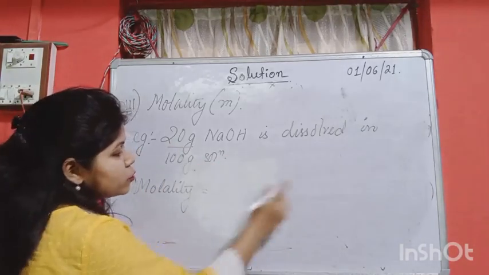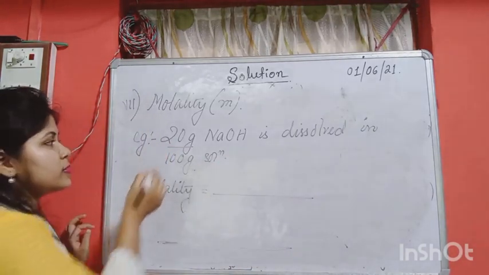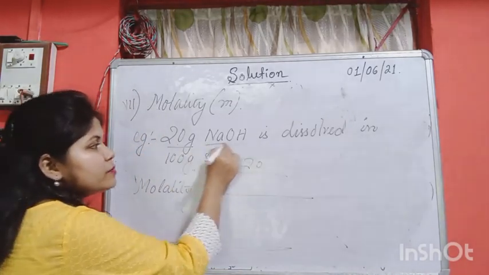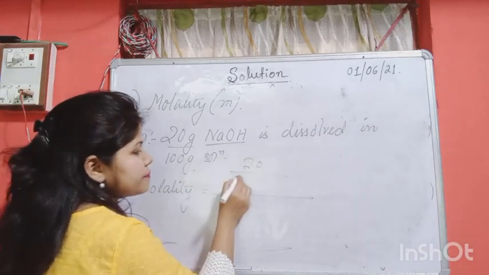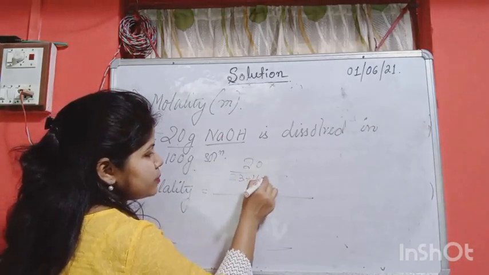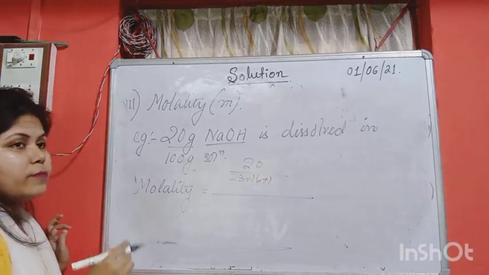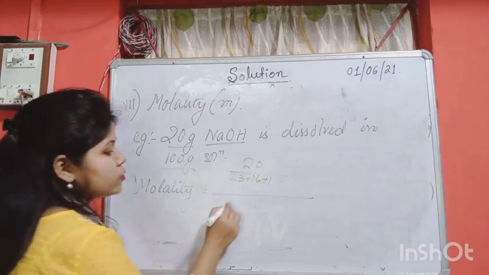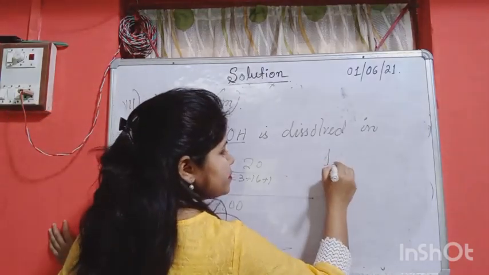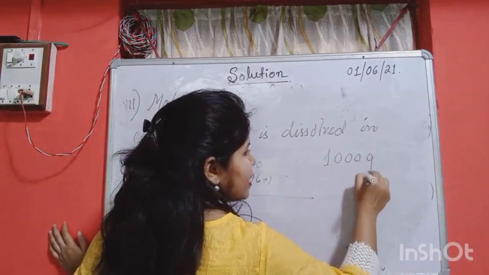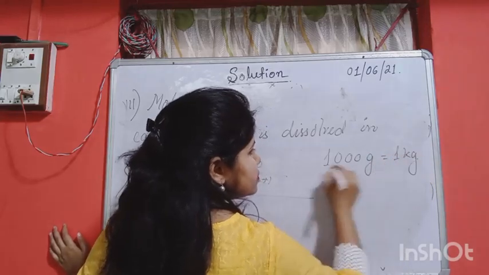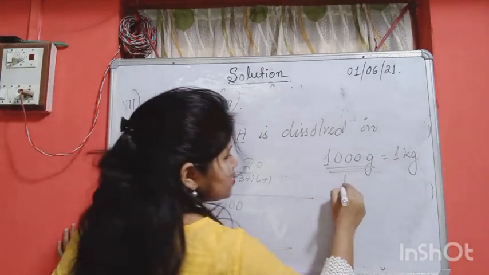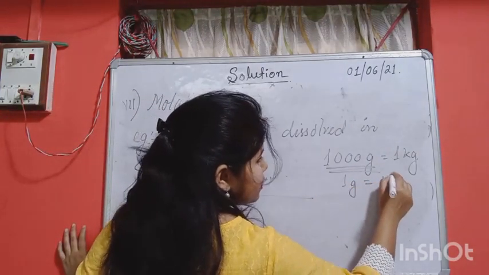Given number of moles of solute is given mass by molar mass. The given mass is 20 divided by the molecular mass. The molecular mass of sodium hydroxide is 23 plus 16 for oxygen plus 1, divided by the mass of the solvent in kg. So 100 gram is given. Yes or no? We know that 1000 gram is equal to 1 kilogram, so 1 gram is equal to 10 to the power minus 3 kilogram.